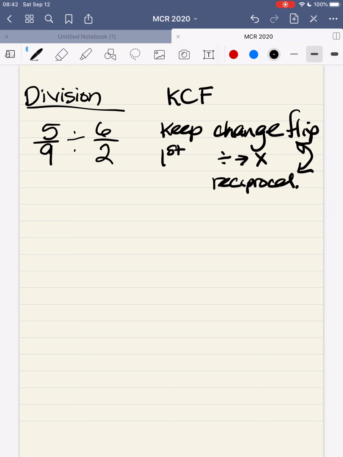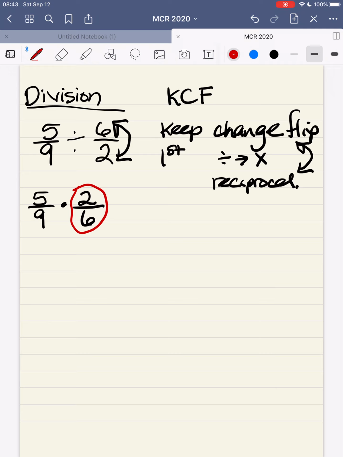Okay, so let's go ahead and I keep my 5/9. I change my division to multiplication. You can use a dot or the multiplication sign. They're both totally okay. And what I'm going to do is I need to take this fraction and flip it over. So the 2 goes in the numerator, the 6 goes in the denominator. Once I am here, now I can simplify if possible. And again, you have a couple different methods. I could just go ahead and simplify this fraction.